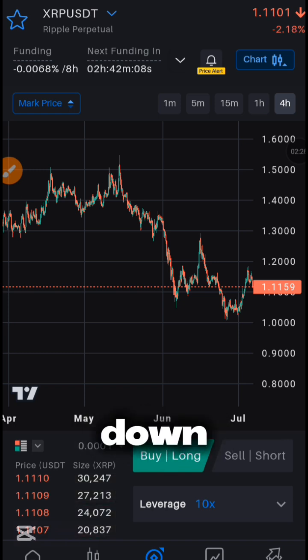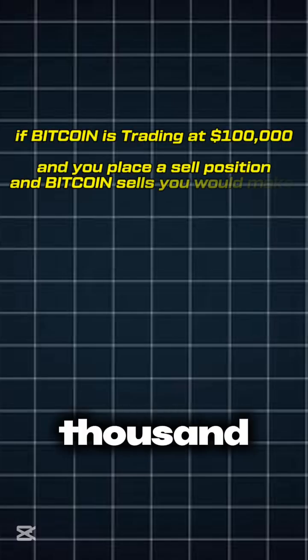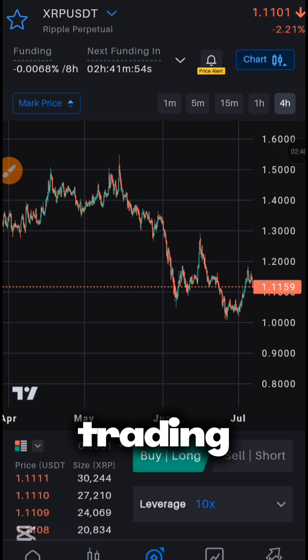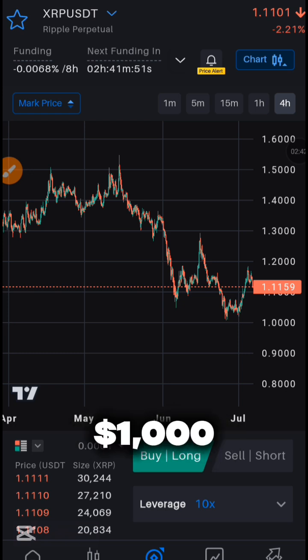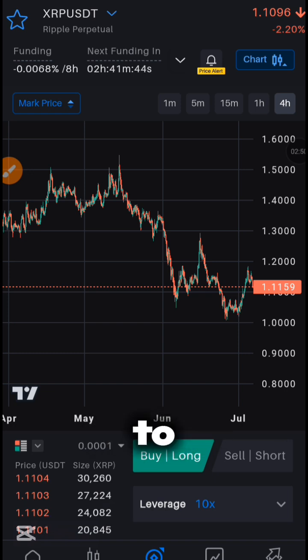Now let's break it down with a real example. Let's say Bitcoin is trading at 100,000 and you sell at 102,000. You're trading a $1,000 position size. Price moved up by $2,000. So P&L equals 102,000 minus 100,000. Now you multiply it by your position size factor. That means you made profit based on how big your position is.